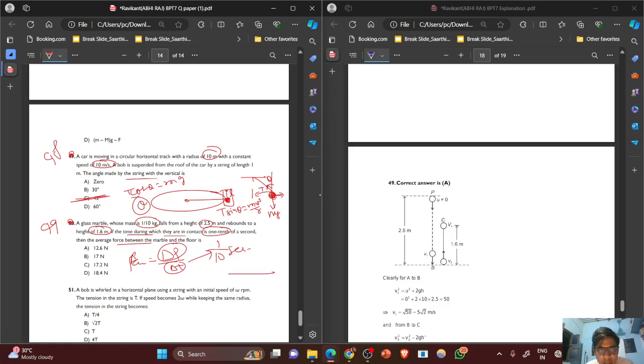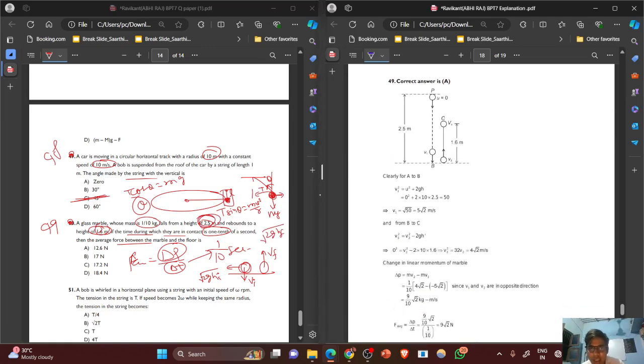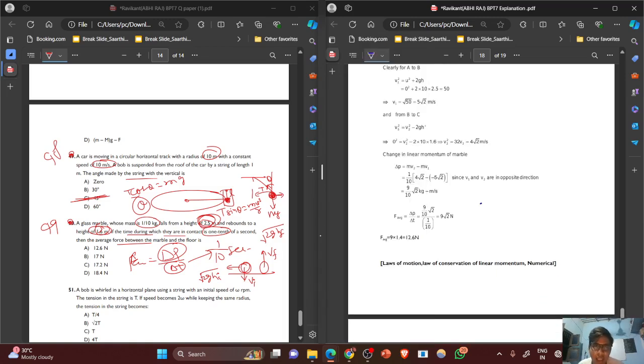Momentum is needed just before colliding, the initial velocity, and after colliding, the final velocity. These can be calculated as under root of 2g h1, where h1 is 2.5 meters, and under root of 2g h2, where h2 is 1.6 meters. Get the initial and final velocities, then the change in momentum, mv final minus mv initial. Do it in vector way, calculate the magnitude, then divide by delta t. Once you do the calculation, it comes out to be 9 root 2.